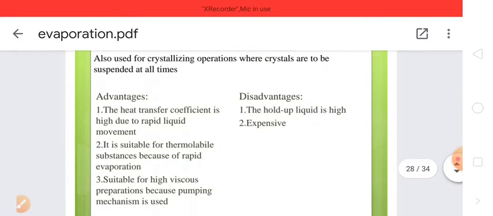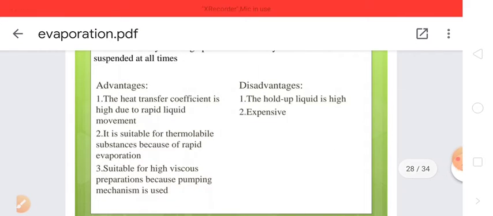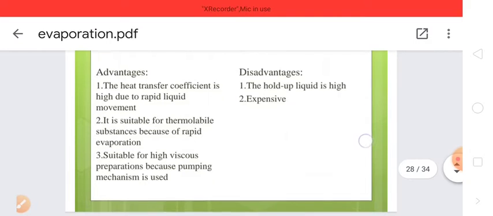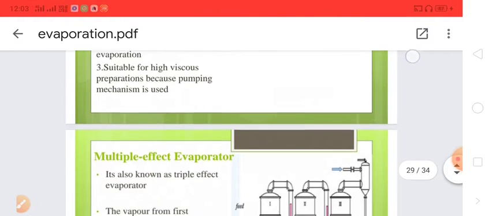Advantages and disadvantages are as follows. Advantages first: the heat transfer coefficient is high due to rapid liquid movement. It is suitable for thermolabile substances because of rapid evaporation. Third point, it is suitable for highly viscous preparations because a pumping mechanism is used. Disadvantages are that the hold up liquid is high and it is expensive.